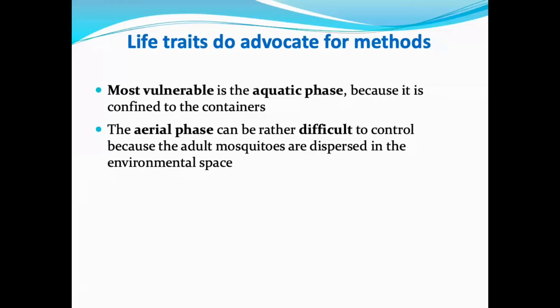Next one. And what we have to consider at the beginning is that the life traits do advocate for some methods. The most vulnerable stage of the mosquitoes is the aquatic one. They are located at precise places. They cannot escape. If you treat larval breeding sites, the larva will not escape. And the aerial phase is, of course, more difficult to target, because the adult mosquitoes can fly, they can hide in the vegetation, in a building, or at some places. They disperse in the environmental space.